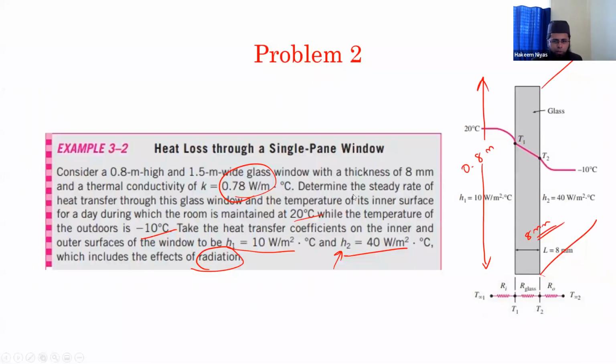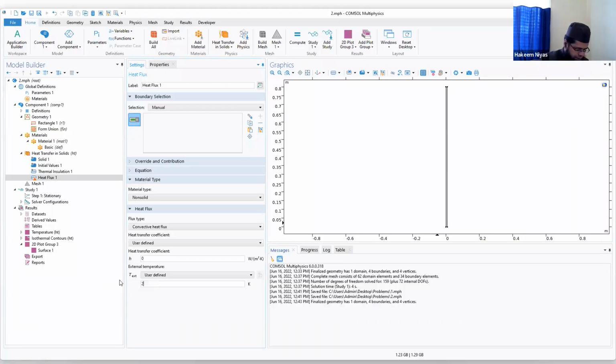Let me go back to this problem. The room is maintained at 20. So the room means the inner side is maintained at 20 degrees Celsius, with h1 of 10 watt per meter square Kelvin. These two will be on the left-hand side, and the 40 and minus 10 are on the outside. So I can give accordingly: 20 degrees Celsius and the heat transfer coefficient 10. And I have to choose the left side one.